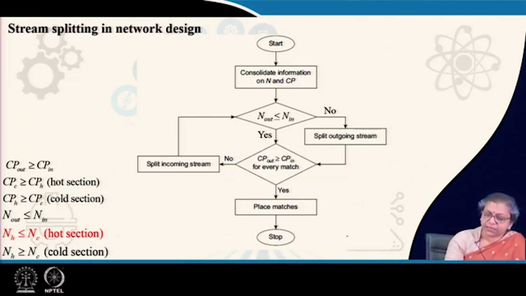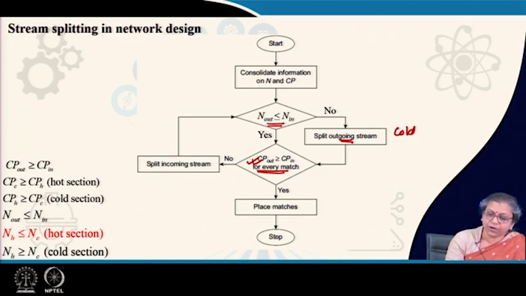The general criteria of stream splitting is given in this particular flow sheet. First, after we collect data on N and Cp, we check this. This was not complied in our case. So, where do we go? We split. Which one do we split? The outgoing stream. From the hot section, what is the outgoing stream? The cold stream. So, for our case, we split the cold stream. After splitting, we see for every particular match we are doing whether this part is complied or not. If it is complied, we simply place matches.